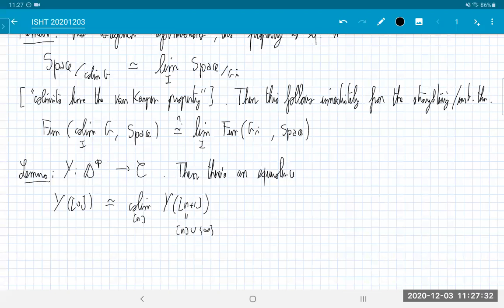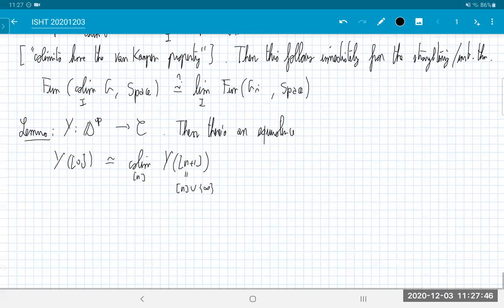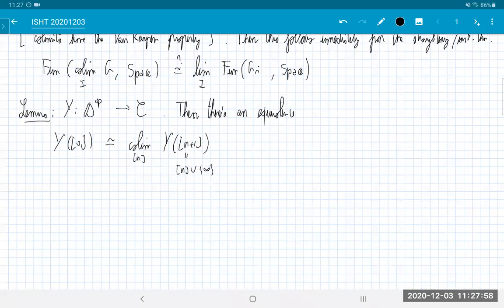Essentially, we have some additional maps on the diagrams on the right, coming by the fact that y has some extra functoriality, and this allows us to construct a homotopy back to y of zero. And in particular, this means that the colimit on the right exists, so I have no hypothesis on the category C. But we're going to use it for spaces, so it's not very important in this particular application.